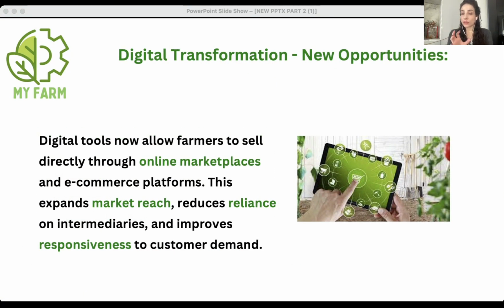Well, digital transformation indeed opens up new opportunities. For example, online marketplaces and e-commerce platforms. These allow farmers to sell directly to consumers or bulk buyers, to access distant markets, reduce dependence on intermediaries, and respond directly to customer demand.